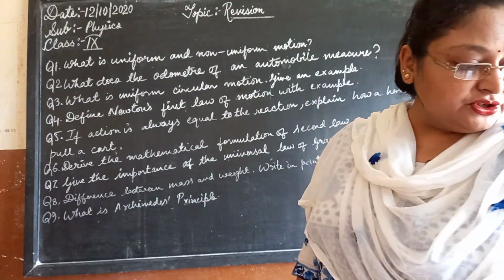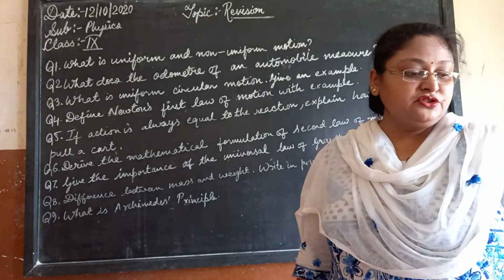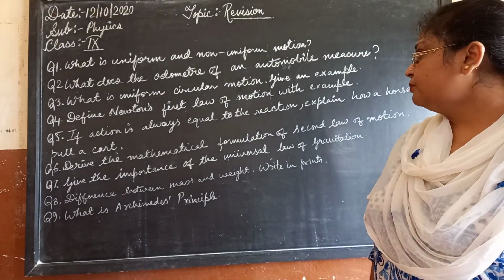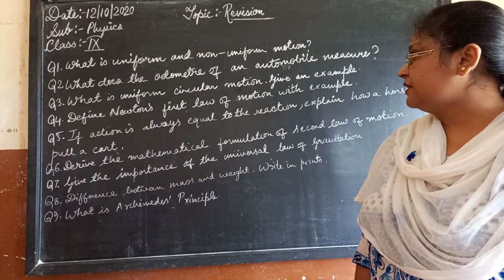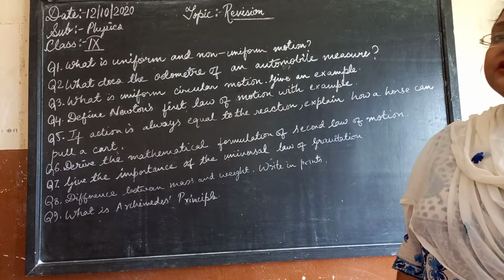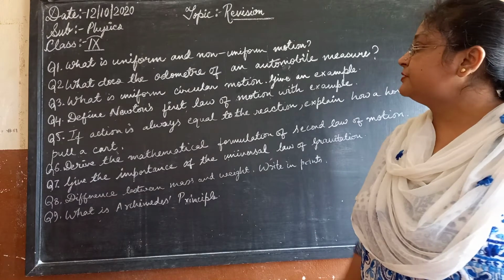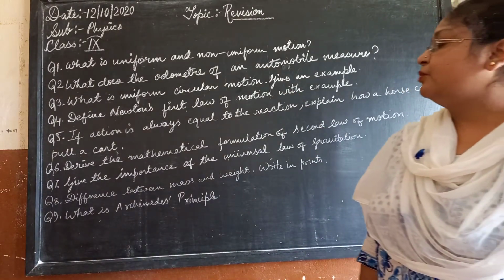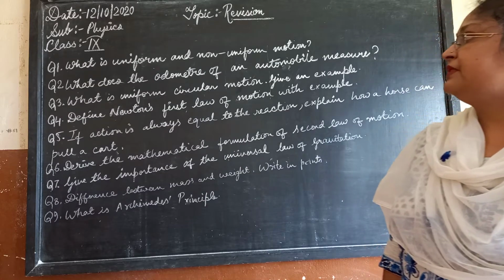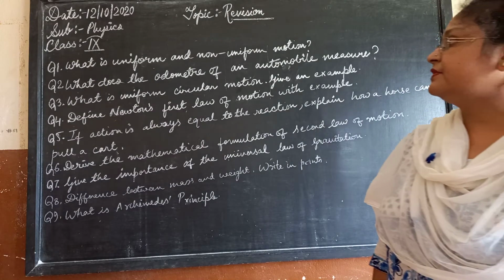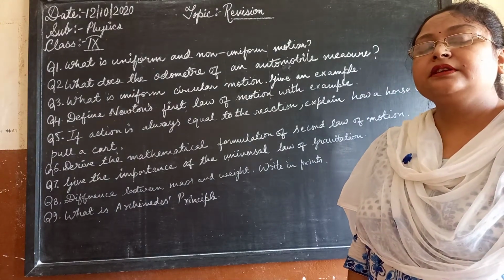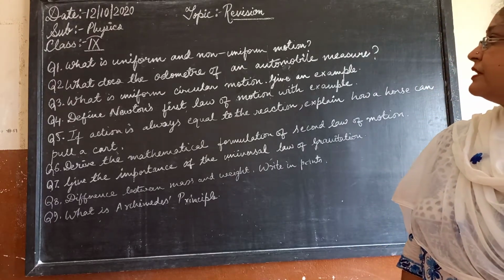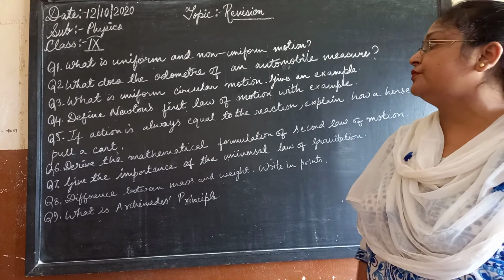Uniform motion is the motion in which the object covers equal distance in equal intervals of time. Non-uniform motion is the motion in which the object covers unequal distance in equal intervals of time. That is the difference between these two. You can give an example: a car covering 10 kilometers every 5 hours is uniform motion, and motion in random order is what we call non-uniform motion.